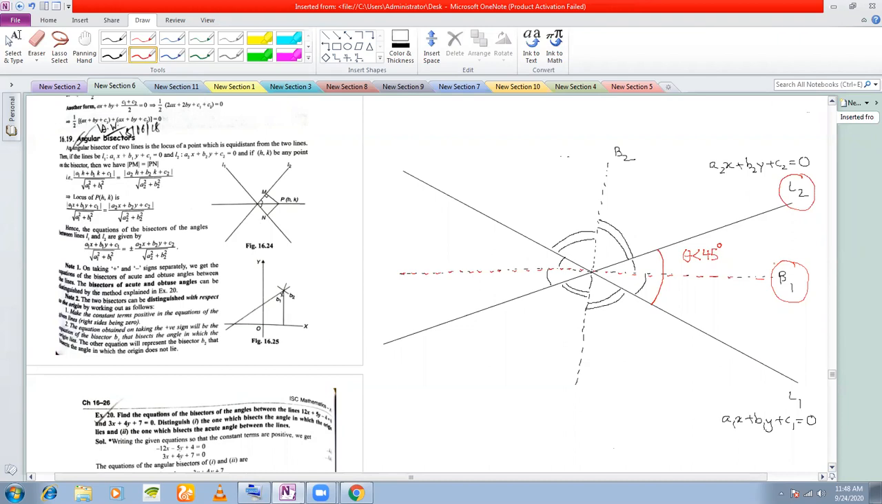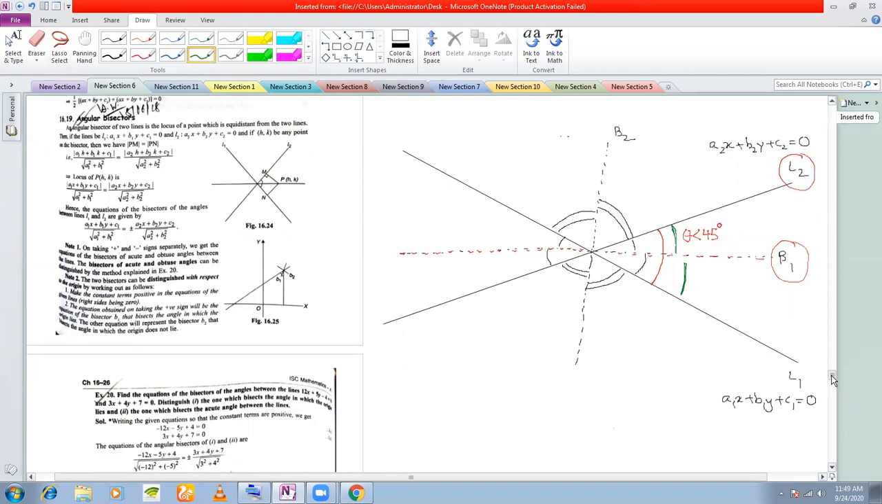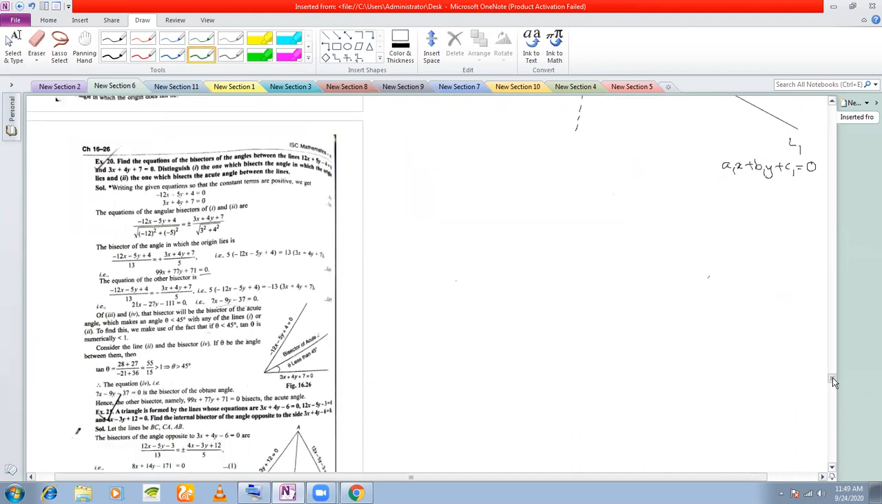We'll be using this concept to find out the equation of the acute angle bisector. So this angle, this green one, has to be less than 45 degrees. And obviously the other angle, this one, will also be less than 45 degrees. So then I can say that B1 bisects the acute angle between the lines. So let us see. I'll do this with the help of an example here, and this is the only example that is important here.